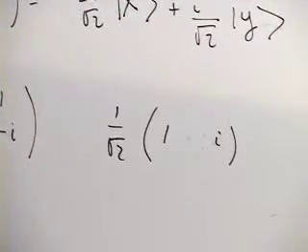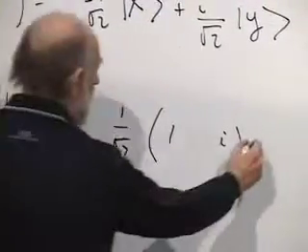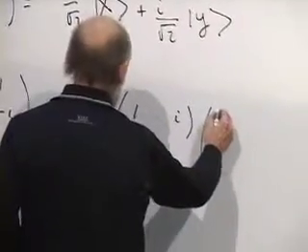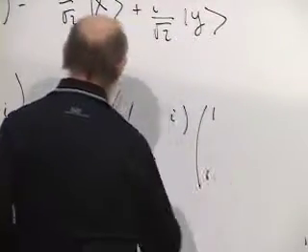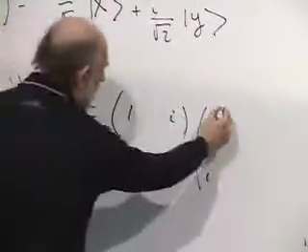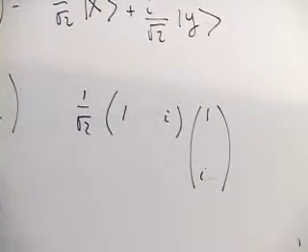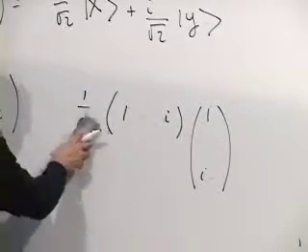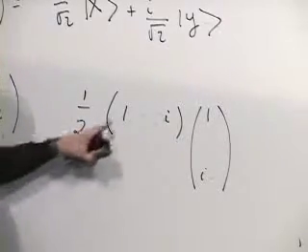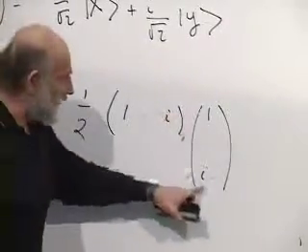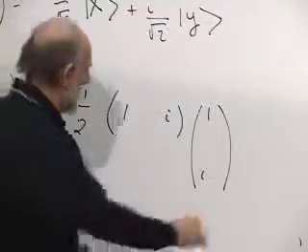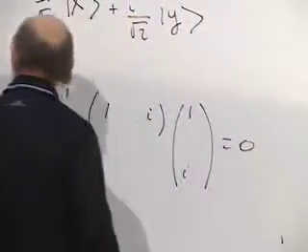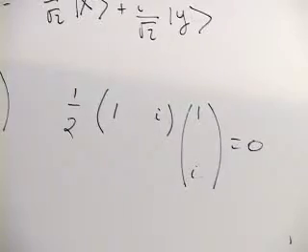All right, let's take the inner product of this with 1, i with another square root of 2. That'll just get rid of the square root of 2 here and put a 1/2 there. But now we can see this is 1 times 1 plus i times i, and that's 0. So these two vectors are indeed orthogonal.